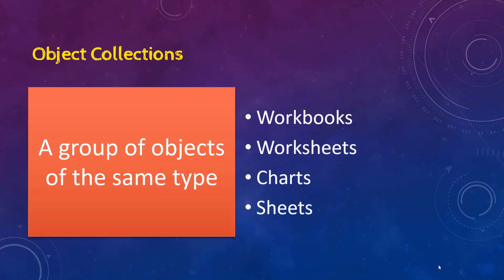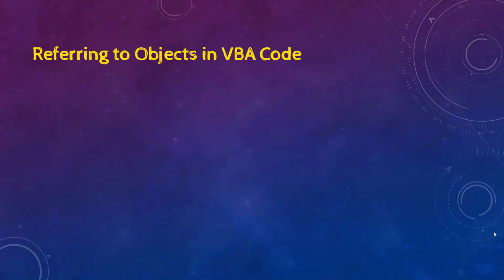Collections are very useful when you want to do stuff with not just one worksheet, but with a couple of them or all of them. As you will see, your VBA code can loop through all members of a collection and do something to each one. Referring to objects in VBA code.